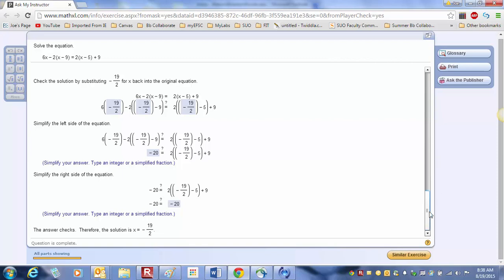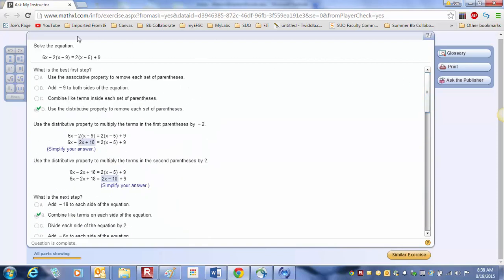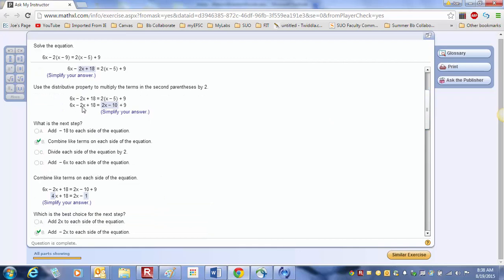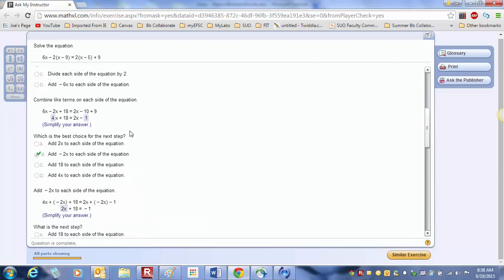So all we did here, again, we started by distributing the negative 2 and the 2 here. So that was the first step. Then we combined like terms, 6x minus 2x and negative 10 plus 9. These are called like terms, therefore we can combine them. Then 6x minus 2x, that was 4x. And then negative 10 plus 9, that's a negative 1.